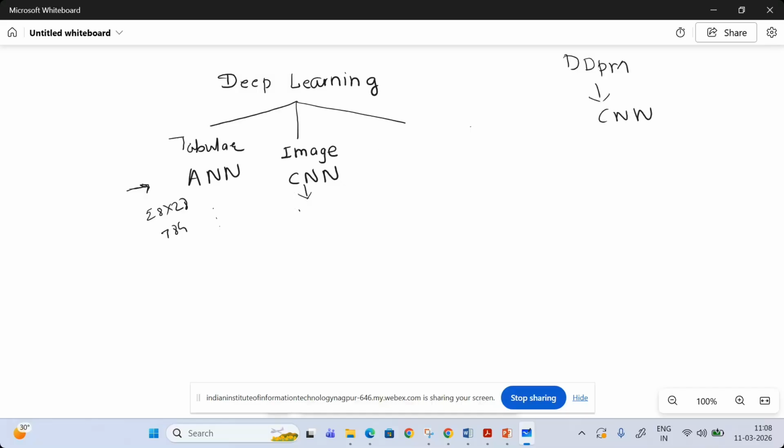CNN is a quick recap of this: convolution plus pooling plus feed forward neural network. So this is a CNN, mainly used for image data and for classification of that image data.